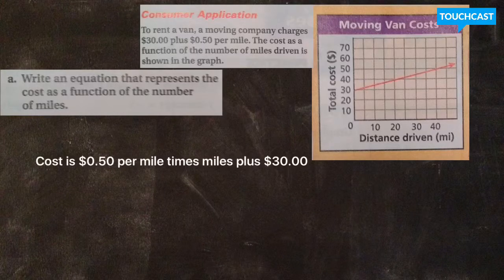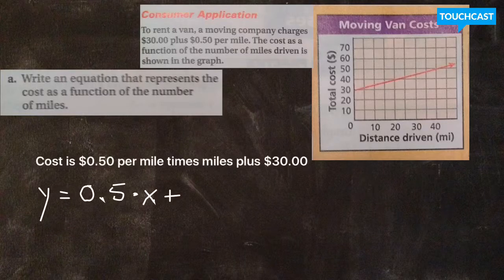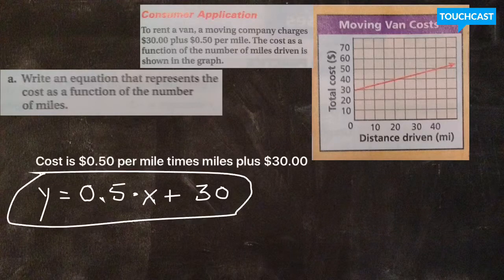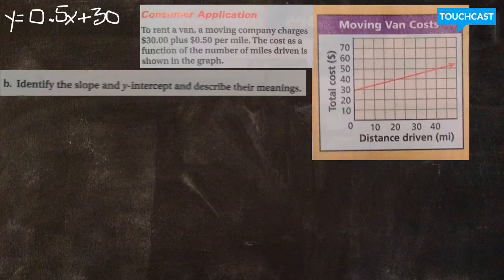If we let the cost be represented by y, is a word for equals, 50 cents we can just write as 0.5. The number of miles that we're driving we can just represent with x, so we go 0.5 times x plus 30. So our equation is y equals 0.5x plus 30. Now let's look at b. So b asks us to identify the slope and the y-intercept and then describe their meanings.